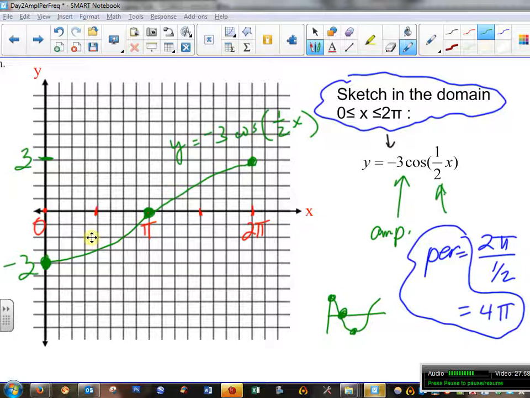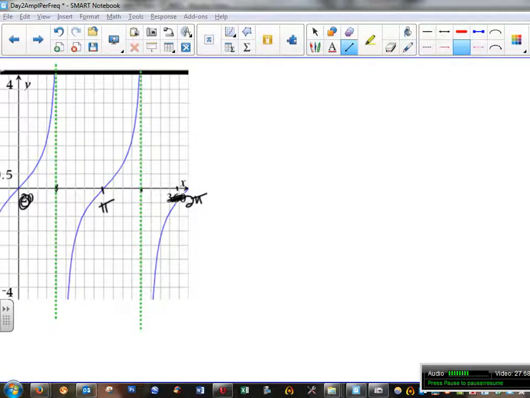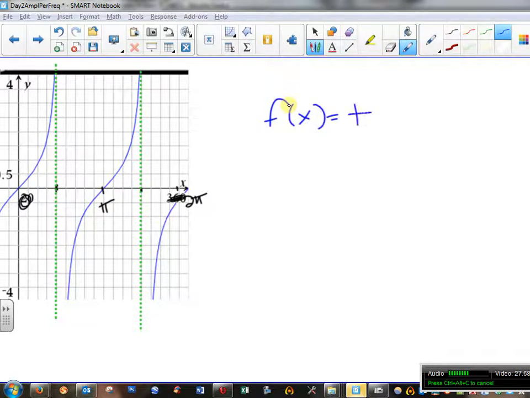Last graph I'd like to show you is the graph of a tangent function, and we'll talk a little bit about the tangent function because it's a whole lot different than the others. Okay, so here is the function f of x is equal to the tangent of x. And the good news about the tangent function is we're not going to mess around with the amplitude or the frequency in a tangent function. The only thing that you'll be asked to graph is maybe a basic tangent function. More likely you'll be asked to recognize it.